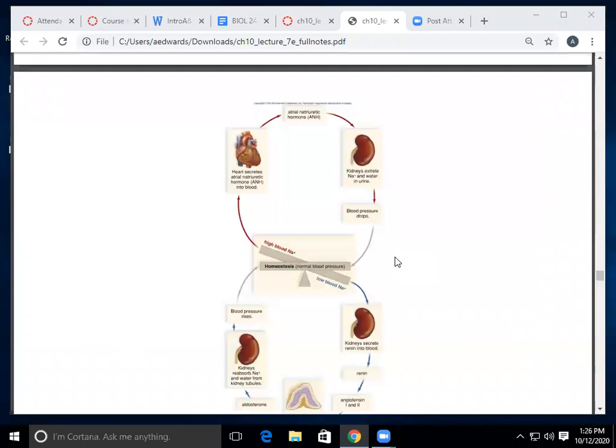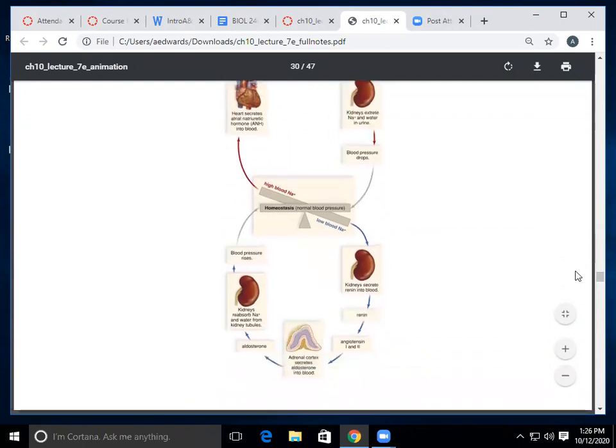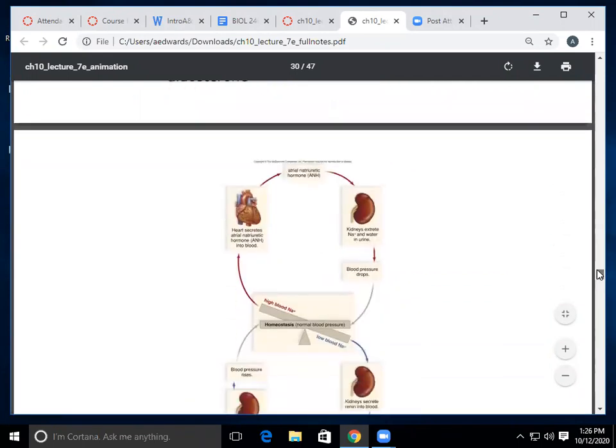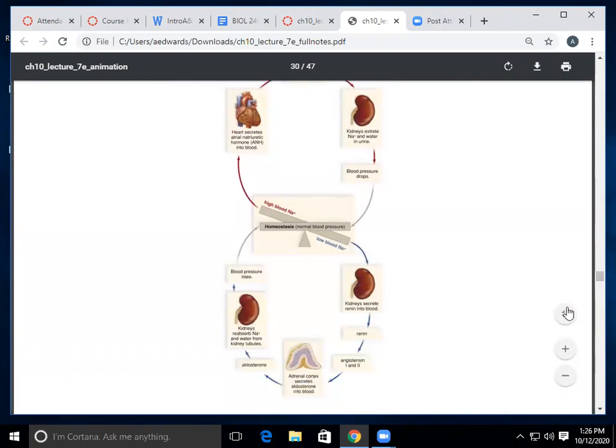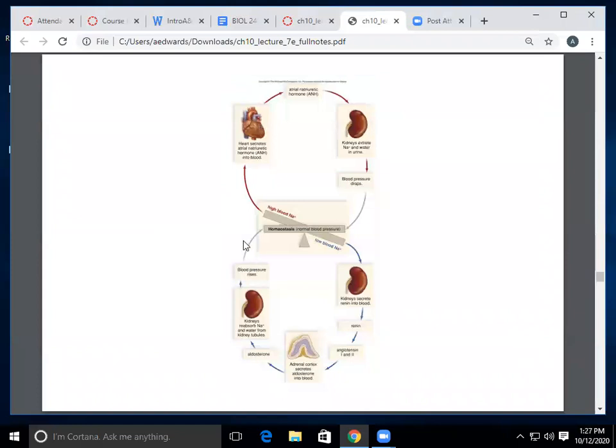All right, so here's a picture of that. If the blood sodium levels get too low, your kidneys are going to secrete renin into your blood. Renin is going to stimulate angiotensin 1 and 2. It's going to cause your adrenal cortex to secrete aldosterone. Aldosterone is going to make your kidneys reabsorb the sodium and water out of your kidney tubules. And that's going to make your blood pressure go up.